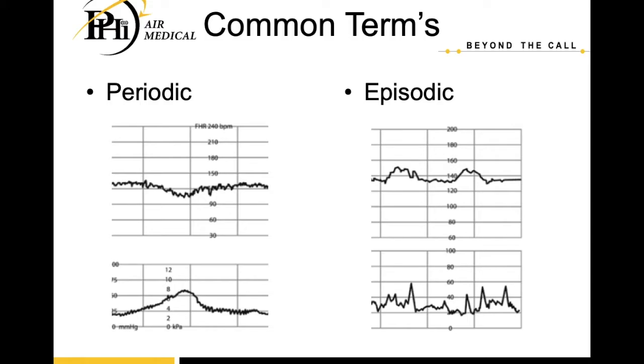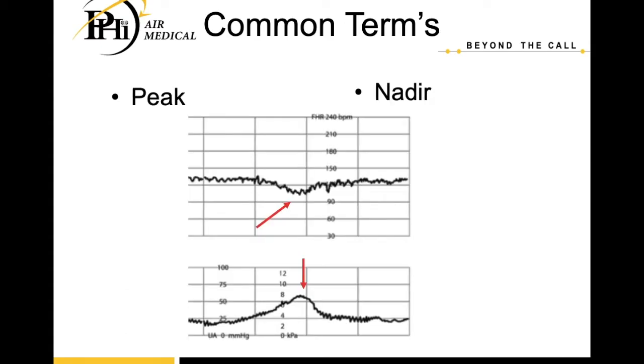Periodic means that whatever the event is, be it an acceleration or a deceleration, it is occurring with a contraction. So periodic means it occurs with a contraction. Episodic, on the other hand, means that it occurs without a contraction. Peak and nadir should not probably be new terms to many of you. Peak just means the tallest point of some sort of event, and the nadir means the lowest point of some sort of event. So that top red arrow is looking at the nadir of the deceleration, and the bottom red arrow is looking at the peak of that contraction. So this would be a periodic event, right? Because it's occurring with the contraction.